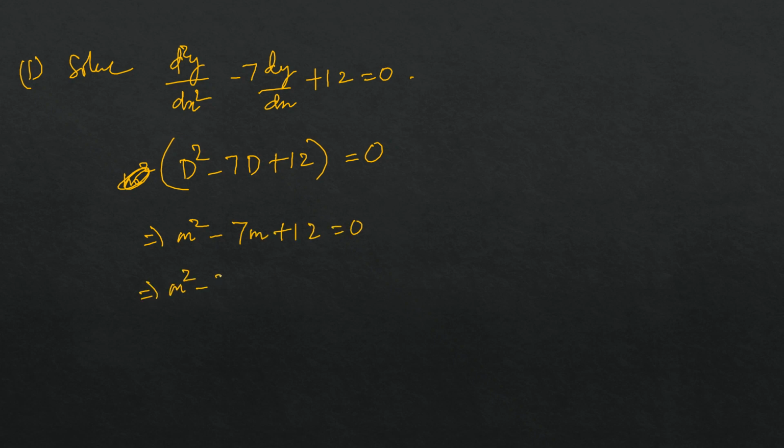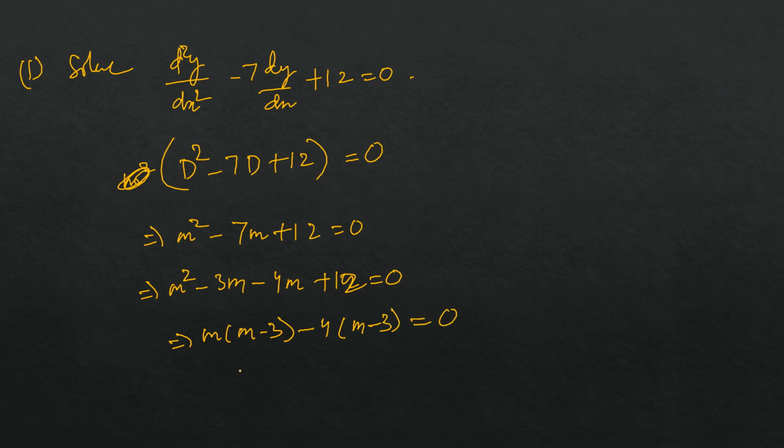m square minus 3m minus 4m plus 12 is equal to 0. So m minus 3 into m minus 4 is equal to 0. m is equal to 3, m is equal to 4. So what is the solution? y will be c1 e to the power 3x plus c2 e to the power 4x.